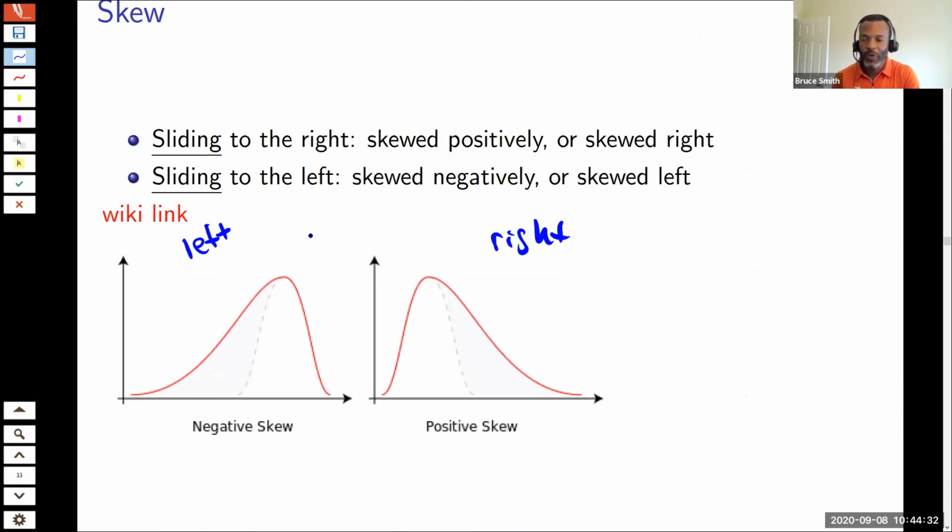So almost every one of you would have said this is skewed right. Yeah, I know, that just kind of sucks. It looks like it's skewed right. It's still confusing. It's weird.